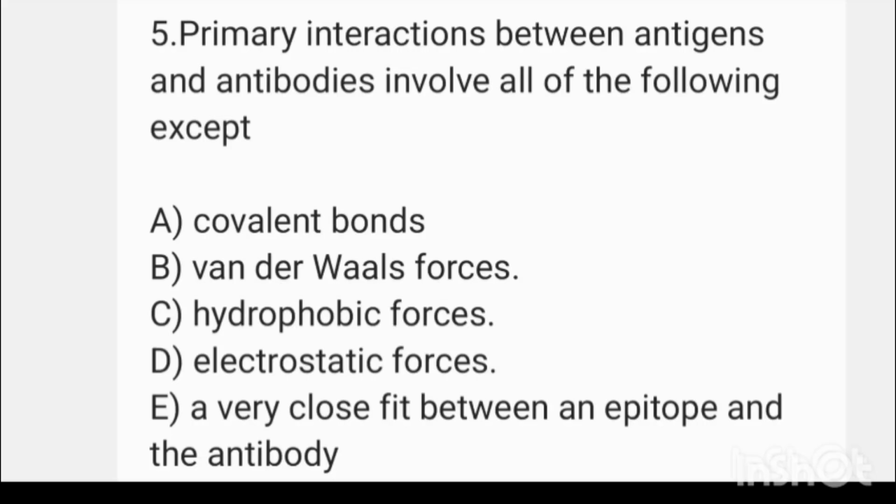Options are A. Covalent bond, B. Van der Waals, C. Hydrophobic, D. Electrostatic force, E. A very close fit between an epitope and the antibody. Here the answer is option A. Covalent bond.